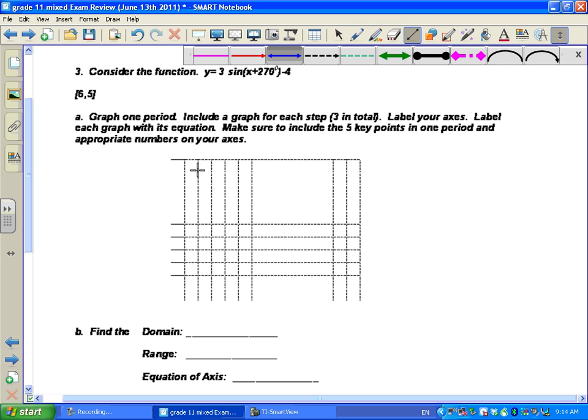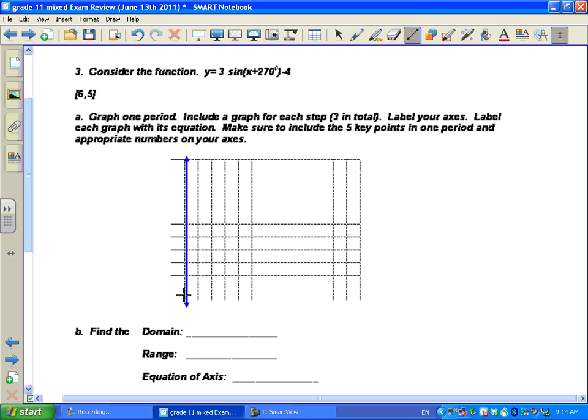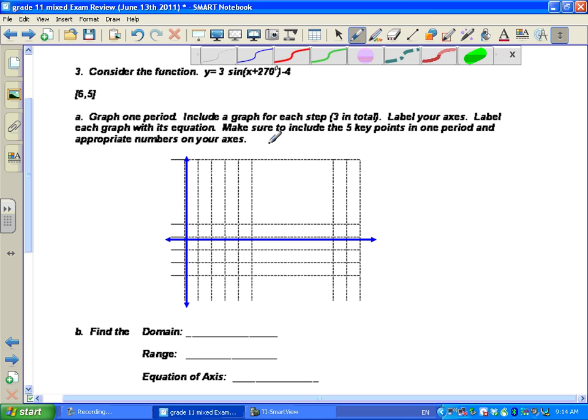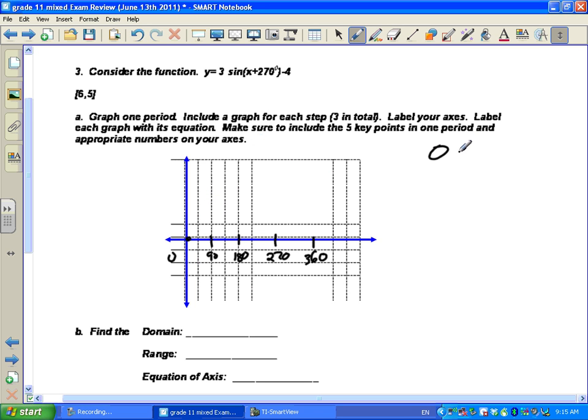So, let's say this is our y-axis and our x-axis. 90, 180, 270, and 360. This will be 0. They told us to only include one period, so I only need to include between 0 and 360 degrees. Okay? We're going to say that this is 1, negative 1.